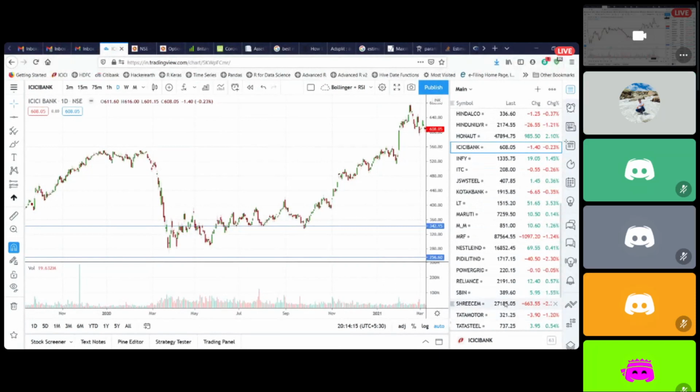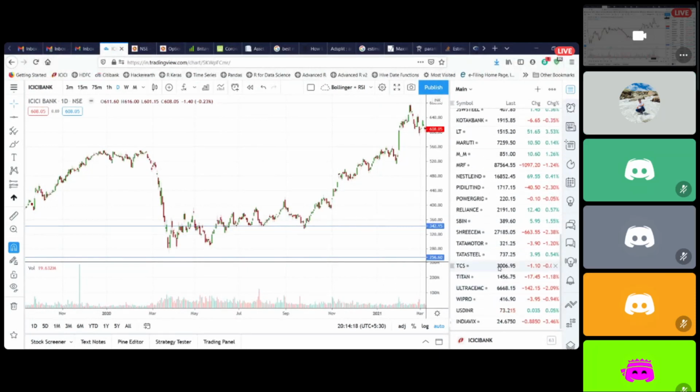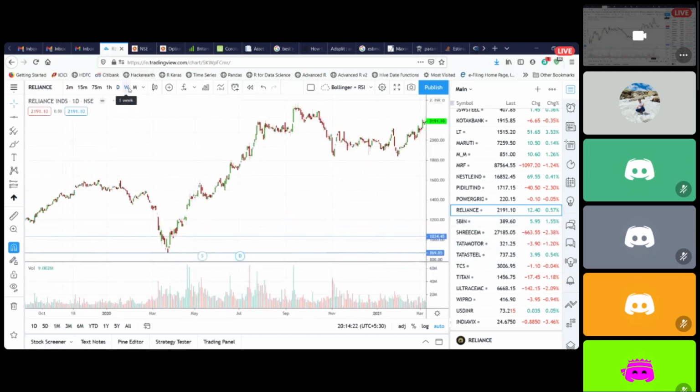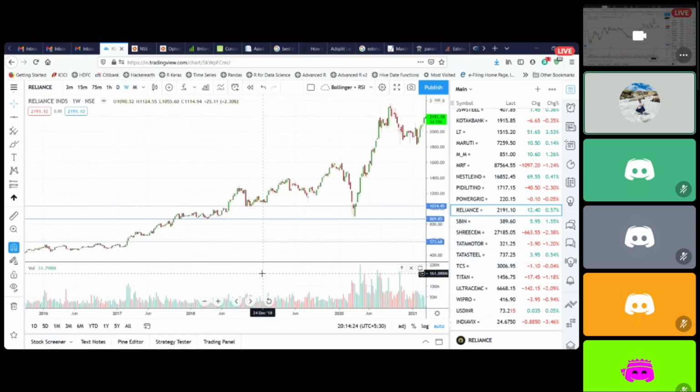Okay. Can you show Reliance? It has been flipping between 1800 to 2200 for 4 months now. I see. Okay. Reliance also see.